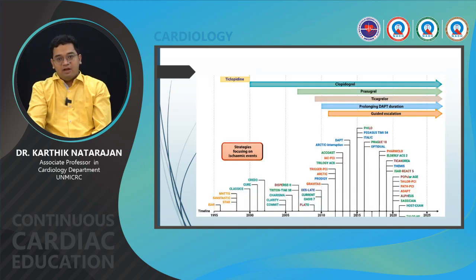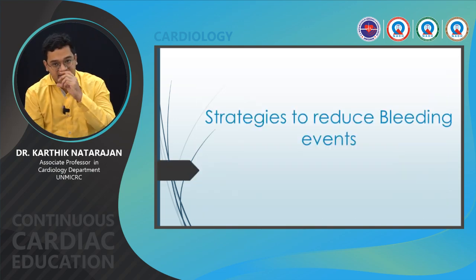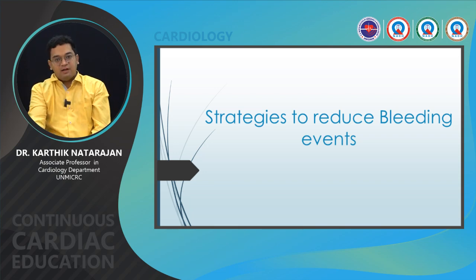This is the whole chart right from the year of inception to the current era, where the trials are still ongoing, which show whether further de-escalation or prolonging the DAPT duration is useful or not, and whether you need to go for a guided escalation. All these trials are still ongoing. So now you have reduced the ischemic events. How do you reduce the bleeding events?